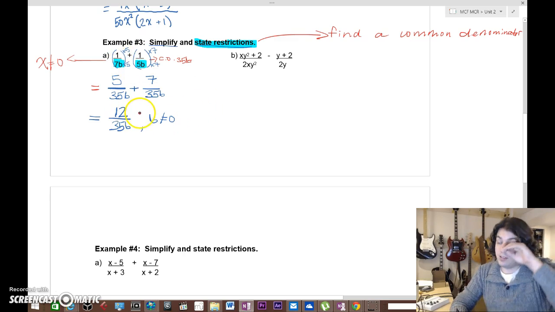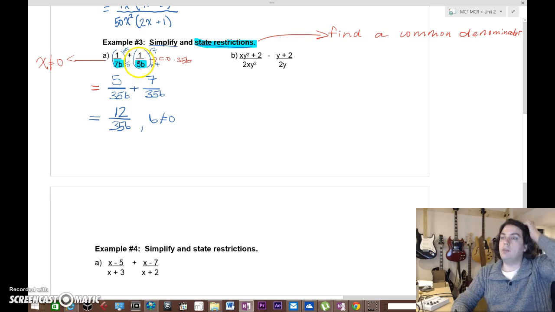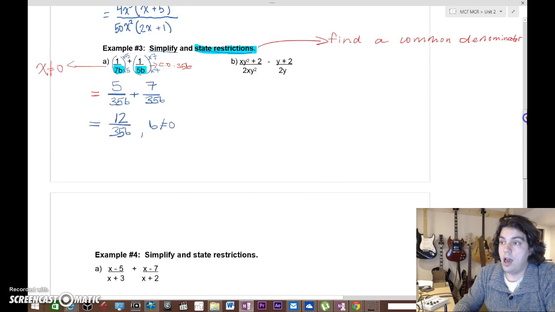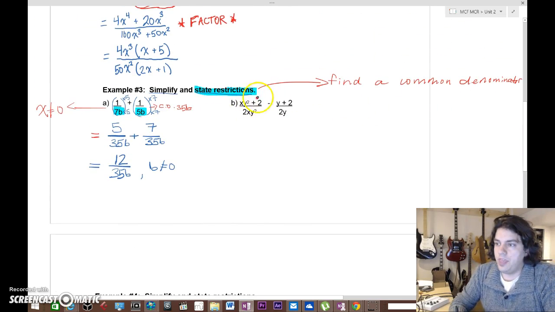All right, so that's an easy example where all we had to modify was the number. Sometimes, however, we get much uglier examples. And the next few start to get that way. Here, in b, if we look, we again have to find a common denominator. But this time, on this side we have 2xy squared, and over here we just have 2y. So the question is, what is already common about them?